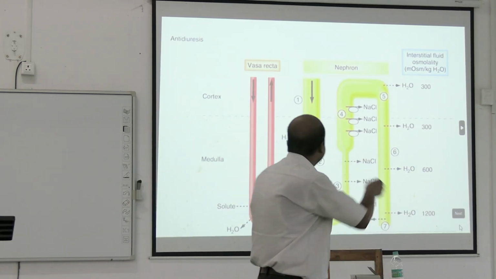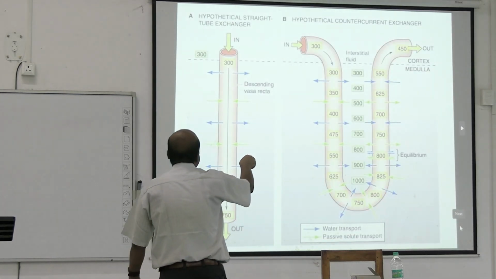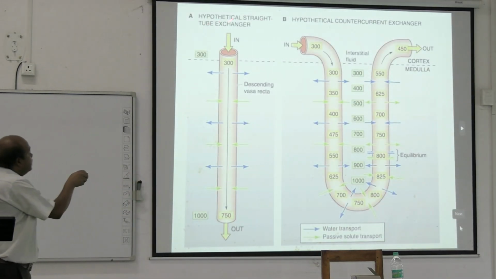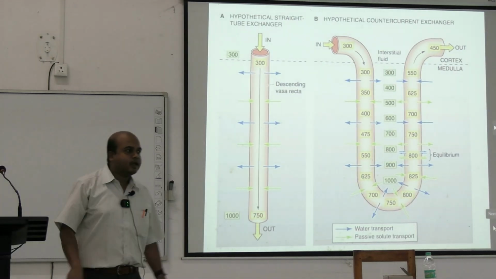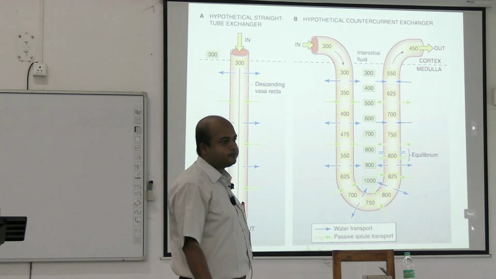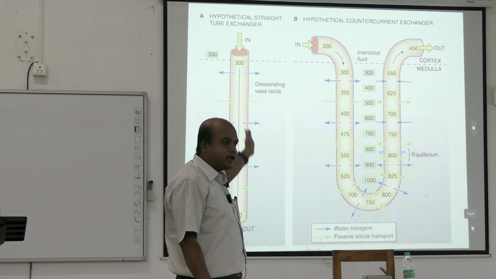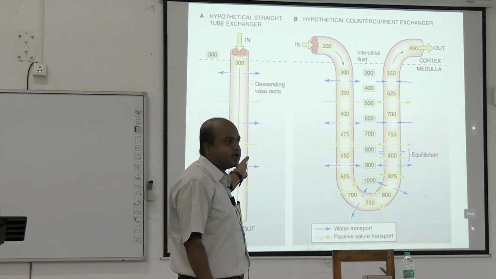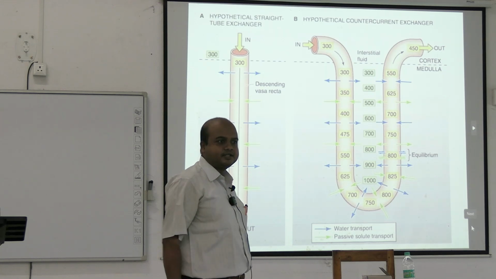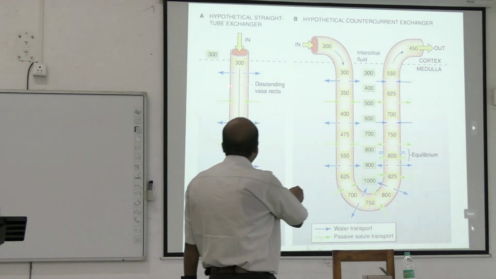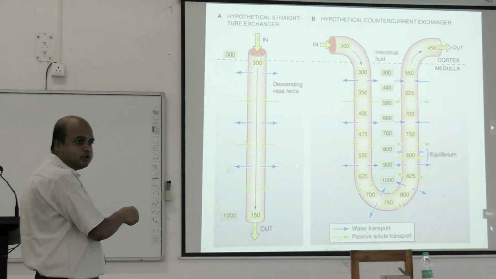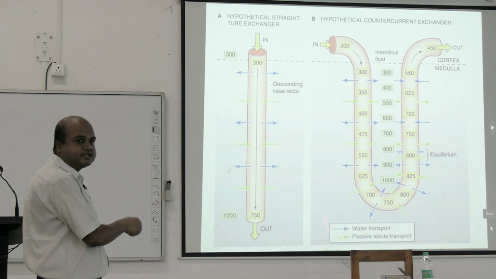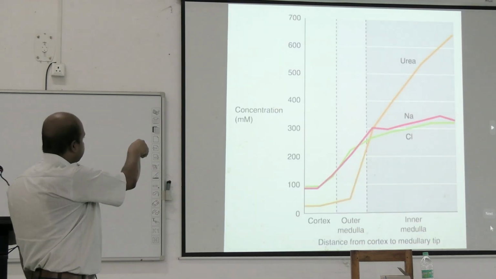If instead of the Vasa recta being a countercurrent, the Vasa recta were anatomically straight and went out without forming this loop, like the loop of Henle, what would happen? The solute and water diffusion would be only in one direction. The medullary interstitium is still hyperosmotic because of whatever is happening inside the tubule.